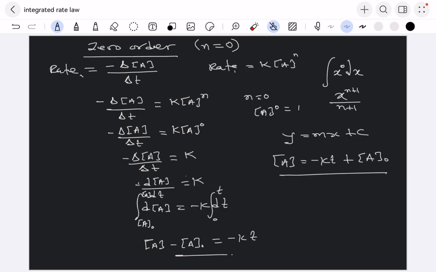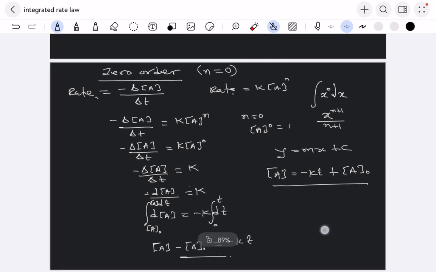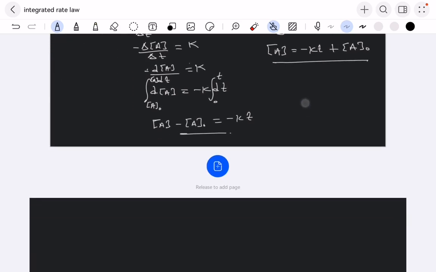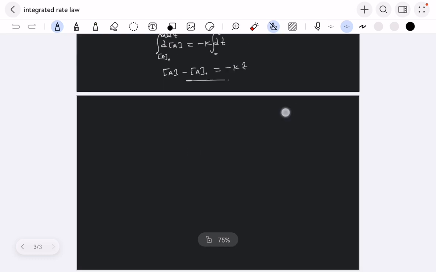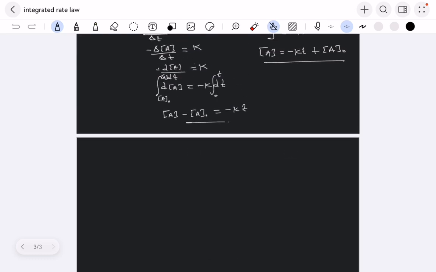Now from here we can also determine what we call the half-life. To determine the half-life of this, I want us to be looking at the equation.